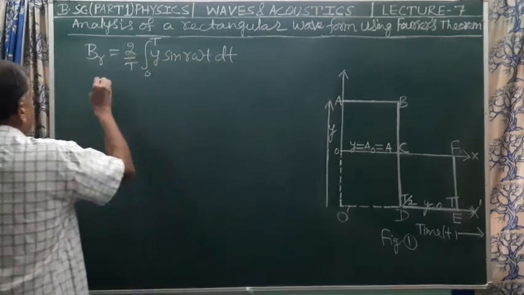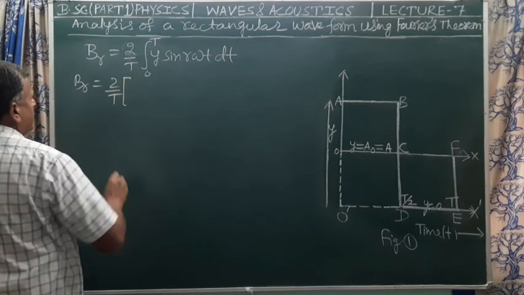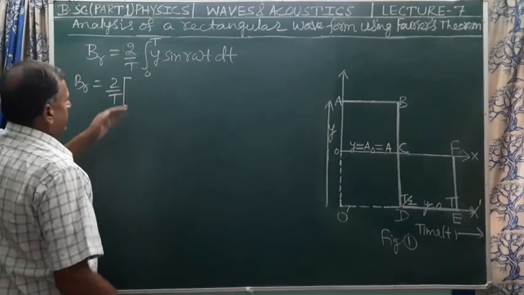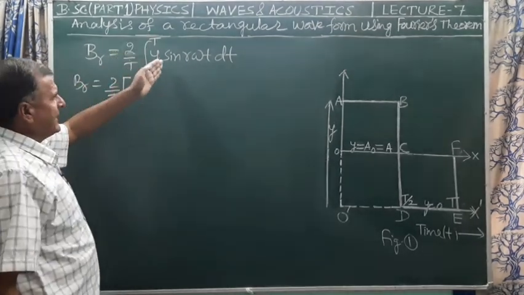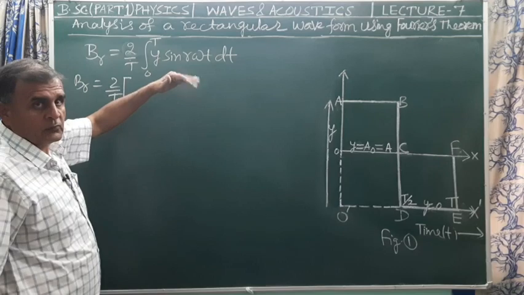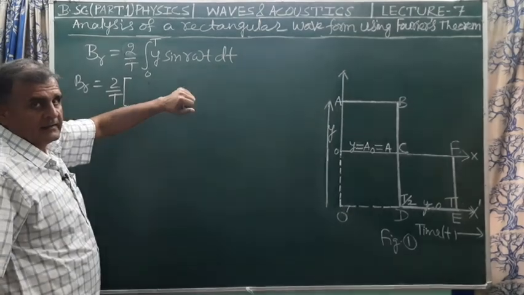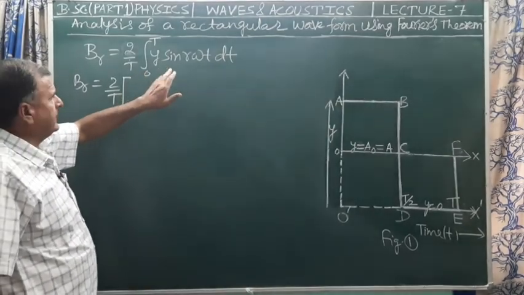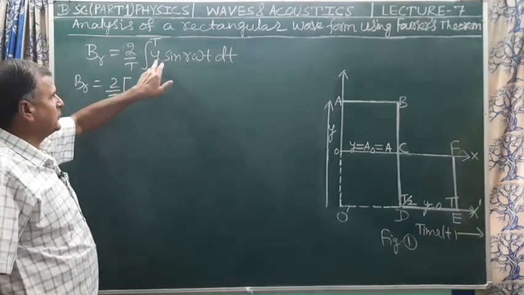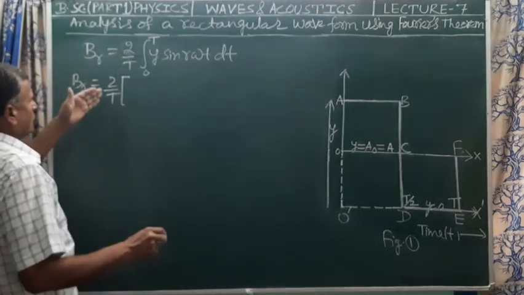So we have BR equals 2 upon T. 2 upon T is taken out of the bracket, common outside the bracket. So now this integral 0 to capital T y sin r omega t dt can be written as the sum of two integrals: 0 to capital T by 2 y sin r omega t dt for y equal to 2a, and integral T by 2 to capital T, displacement y equal to 0, so 0 into sin r omega t dt. So we have BR equals 2 by T.